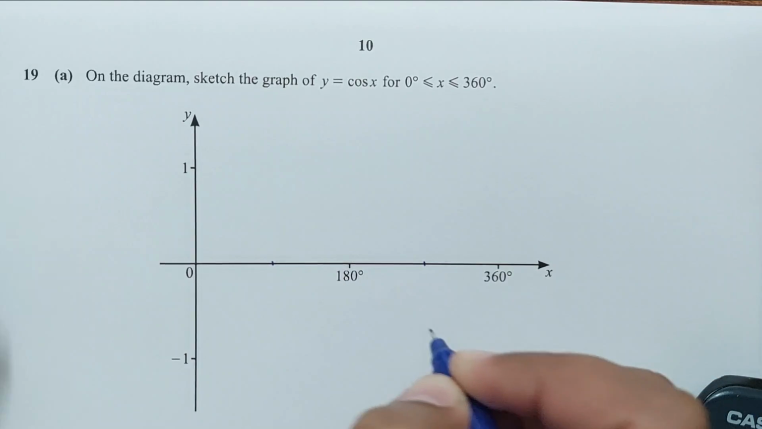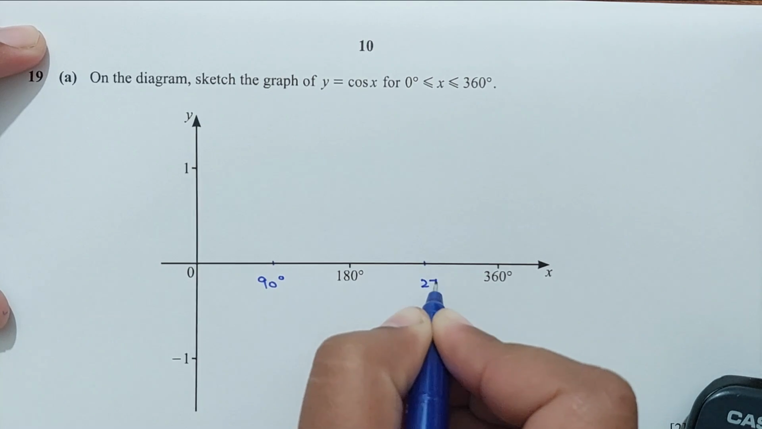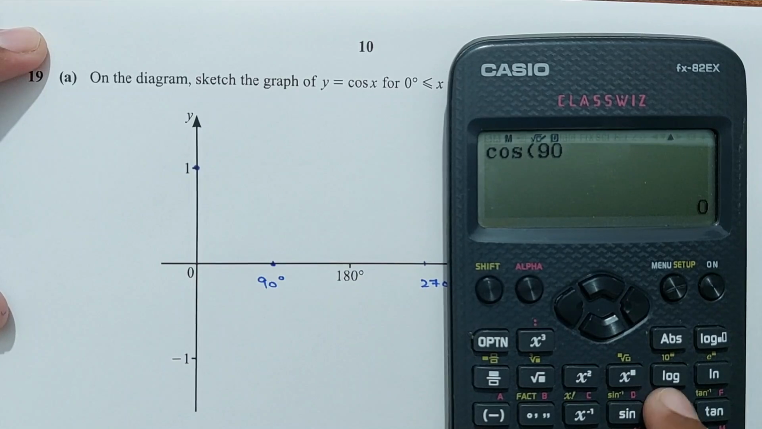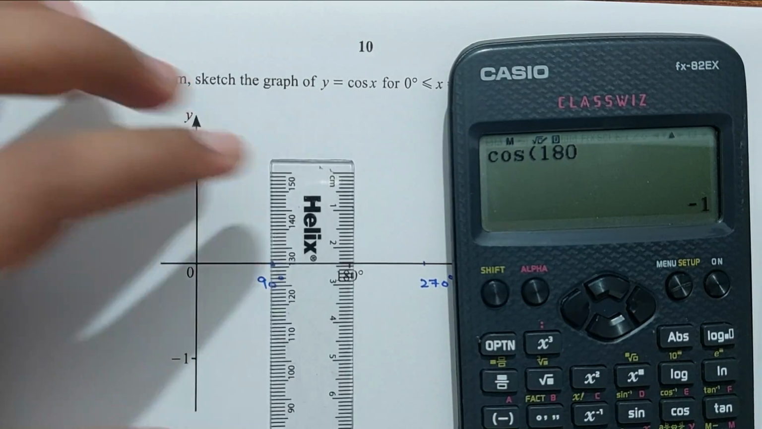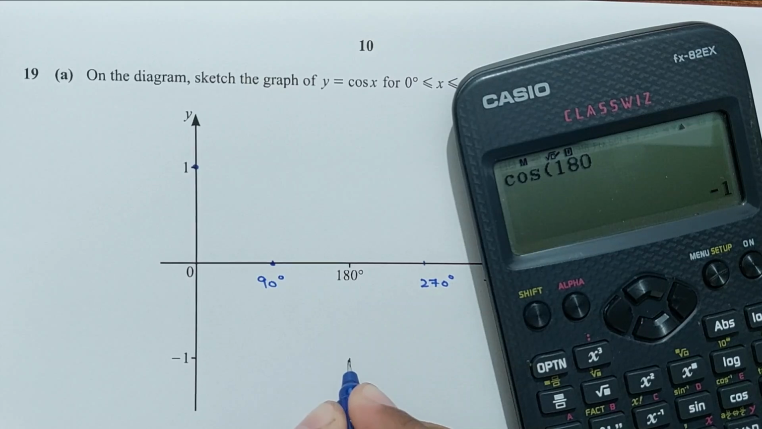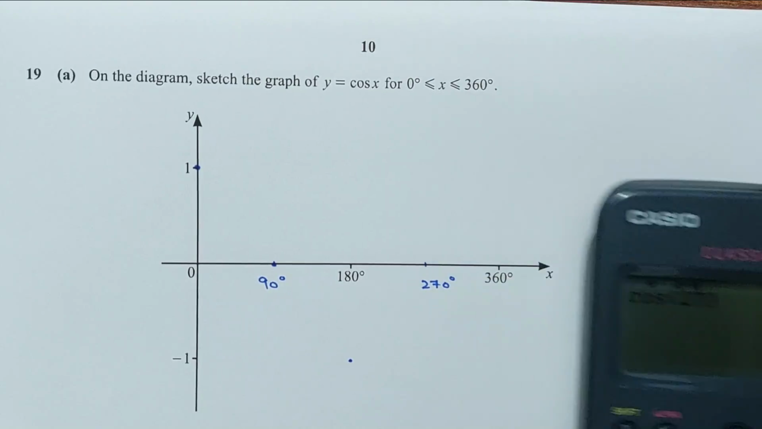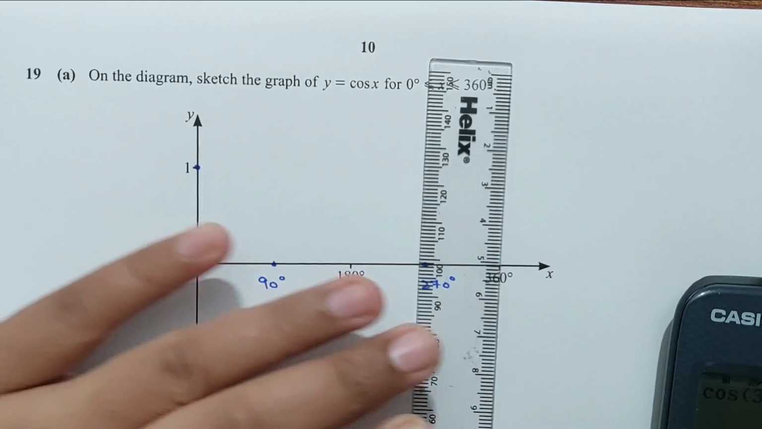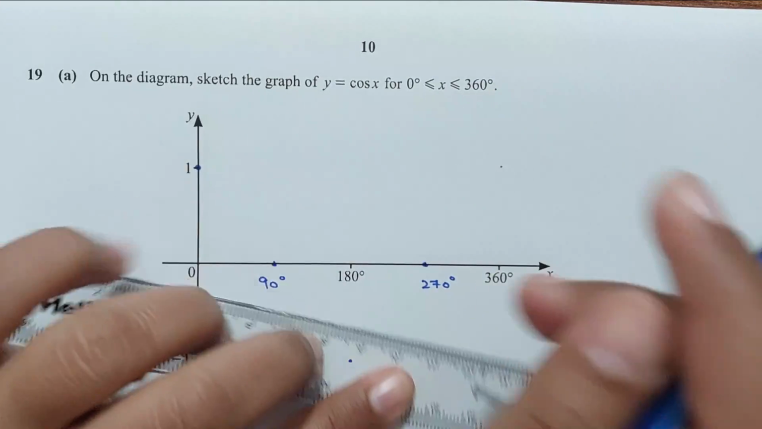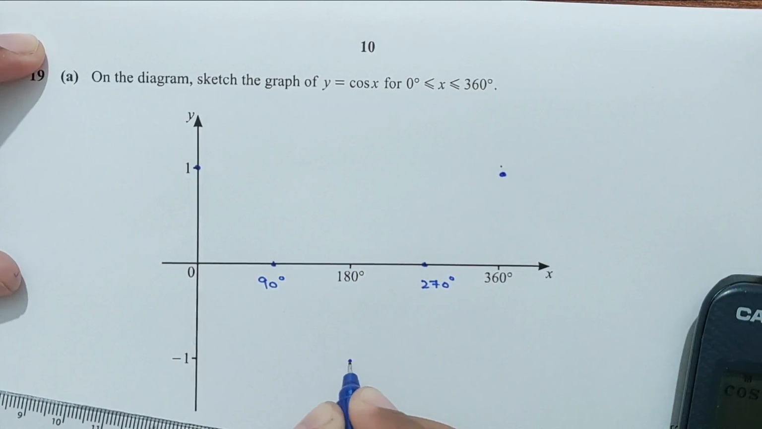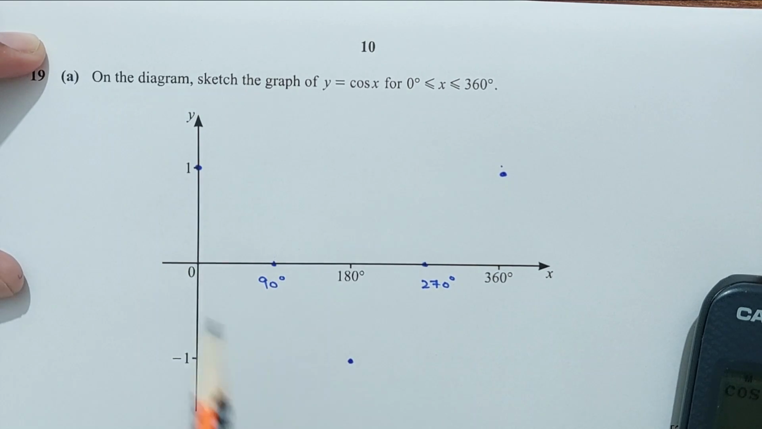Here, this is 90, this is 270. Cos of 0 is 1, cos 90 is 0, cos 180 is negative 1, so this is 180. Yes, this is negative 1. Cos 270 is again 0, and cos 360 is 1. Let me connect all the points to get the smooth curve for the cos.